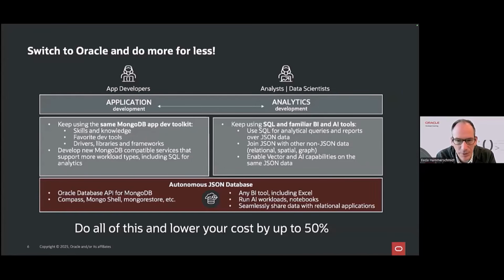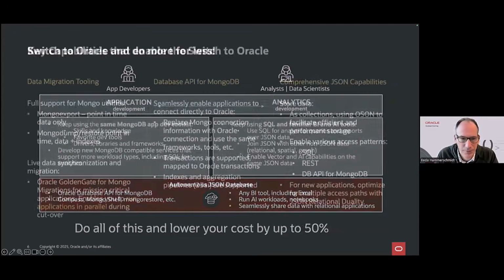It's all possible in one database, which also gives you REST access, SQL access, many different APIs, and BI tools, including Excel, for example. And this is called the Autonomous JSON Database. That's a cloud service which is MongoDB compatible, and you move your data there, and you get the ability to run way more workloads than on MongoDB at a lower cost.